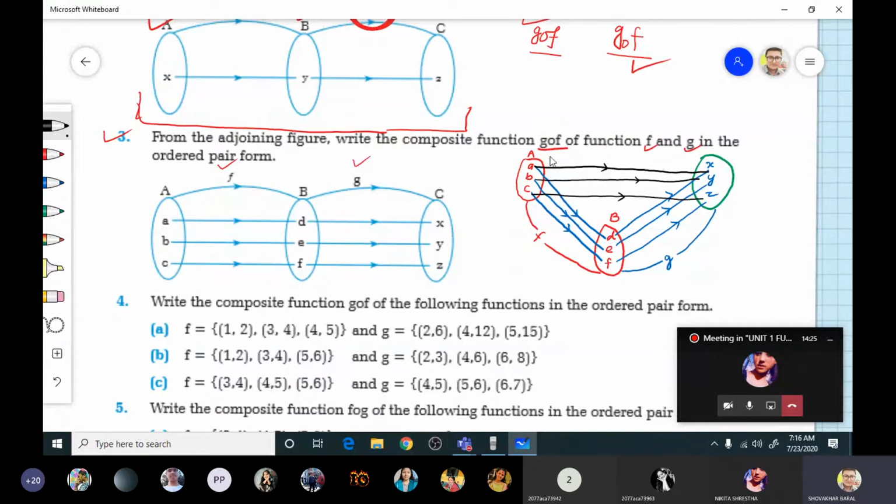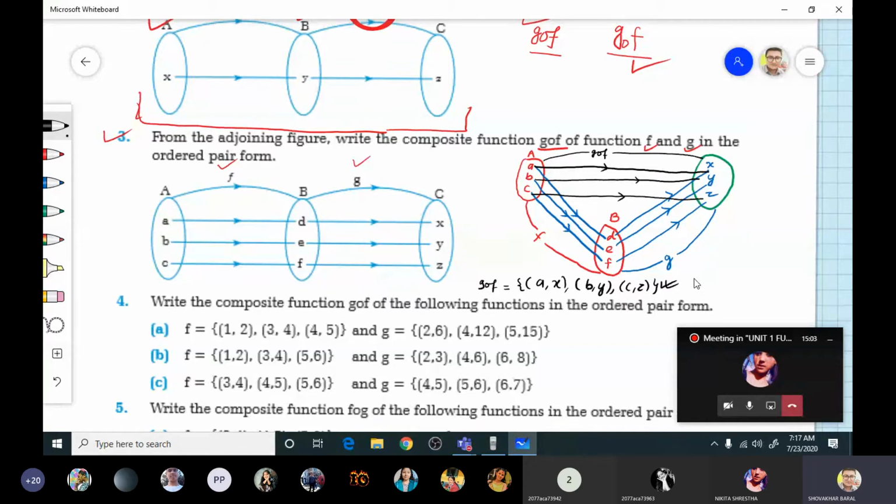So from here, what we found is the composite function g composite f, g o f. Now let me write the elements of g composite f. g composite f is equal to {(a, x), (b, y), (c, z)}. These are the elements of g composite f. This is not that difficult. You can practice a few more questions and you will get used to this.